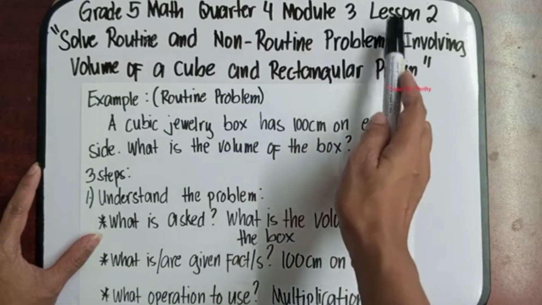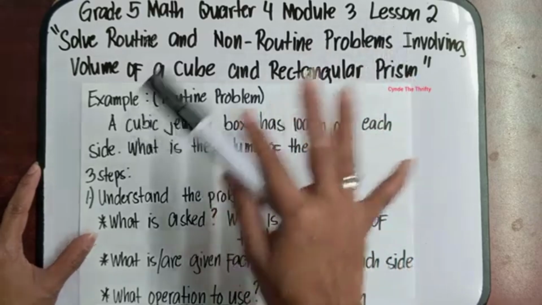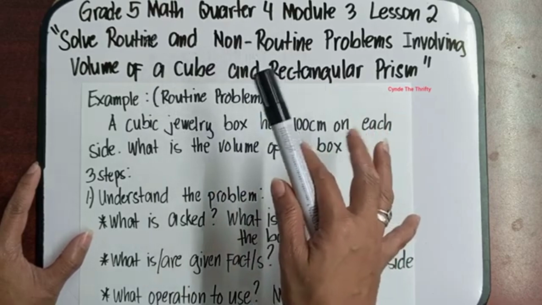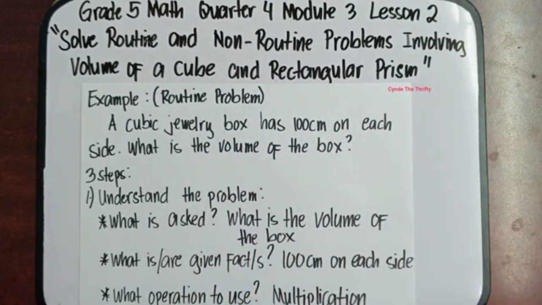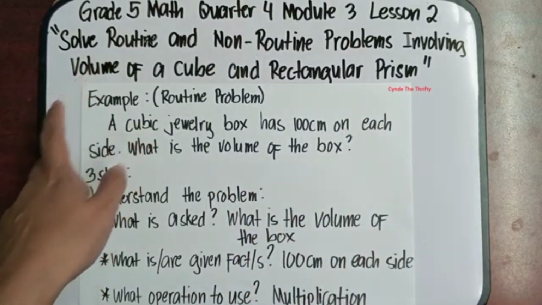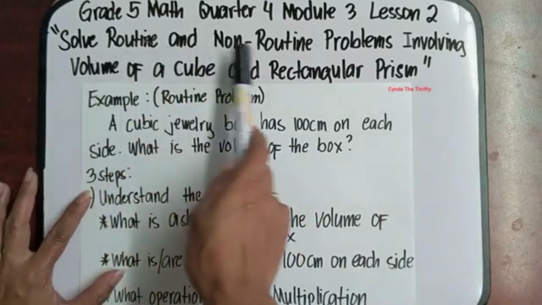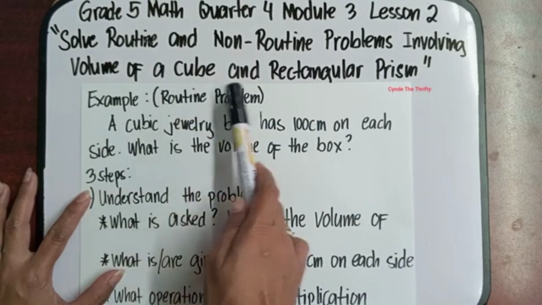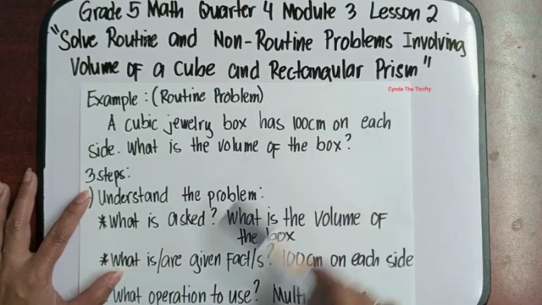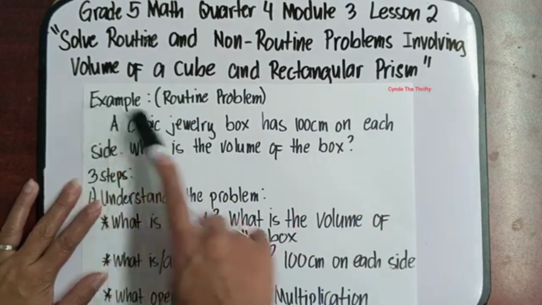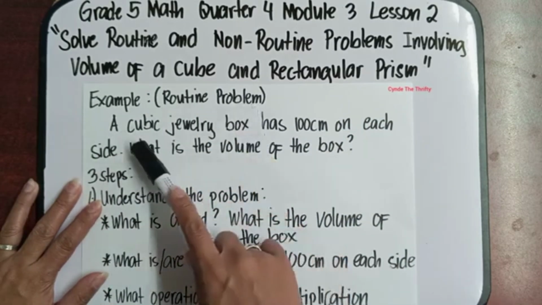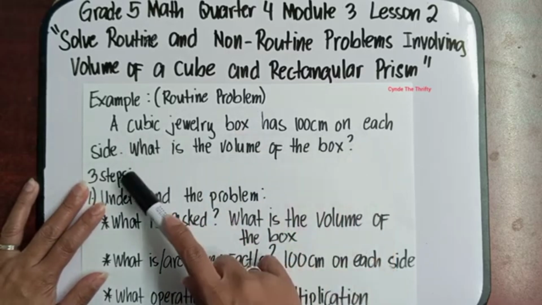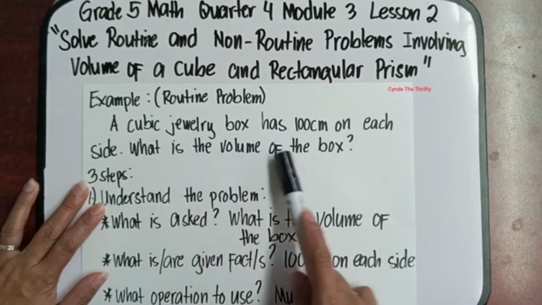Ngayon, lesson 2 na tayo. Ang lesson 1 natin is, pinag-usapan natin kung paano mag-estimate at mag-solve ng volumes using appropriate strategies and tools. Ngayon naman, ang gagawin natin is solve routine and non-routine problems involving volume of a cube and a rectangular prism. Example ito ng routine problem. A cubic jewelry box has 100 cm on each side. What is the volume of the box?